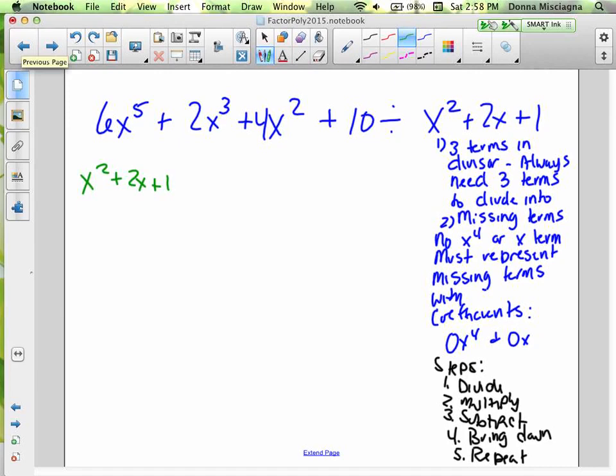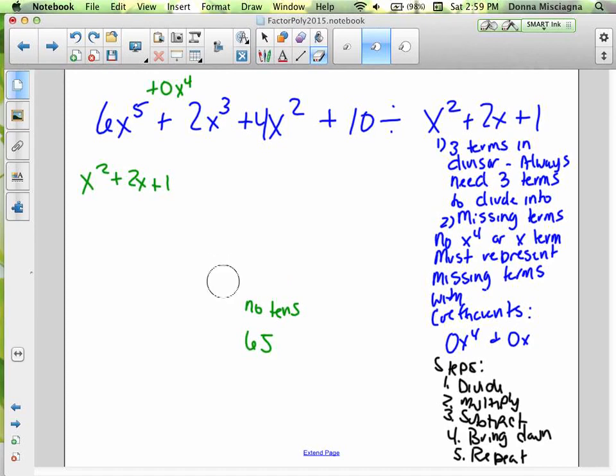Notice there's no x to the 4th. So we're going to need a 0 as a coefficient for x to the 4th because we need that as a placeholder. It's kind of like if you write the number 605. You have no 10s, but you need that 0 as a placeholder. You can't write it without the 0, that has a different meaning. So we need that 0 as a placeholder, and we really need it so we can combine like terms.